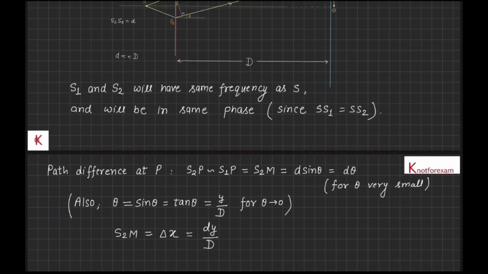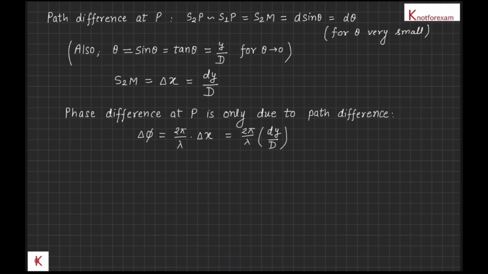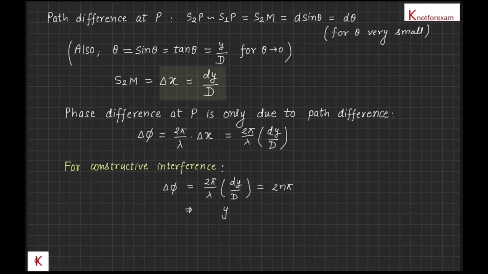Since there is no phase difference at sources S1 and S2, at P the phase difference is only due to the path difference, that is delta phi is equal to 2 pi by lambda delta x, which is equal to 2 pi by lambda times dy by D. Now for constructive interference, the phase difference 2 pi by lambda dy by D will be equal to 2n pi, where n is equal to 0, 1, 2, 3 and so on.